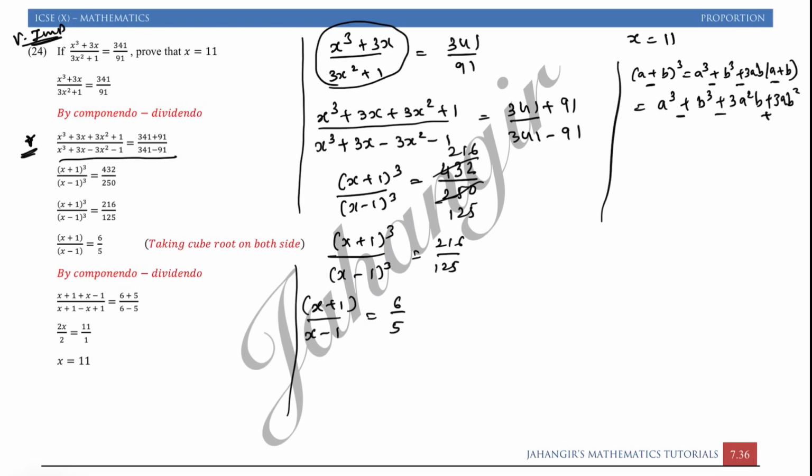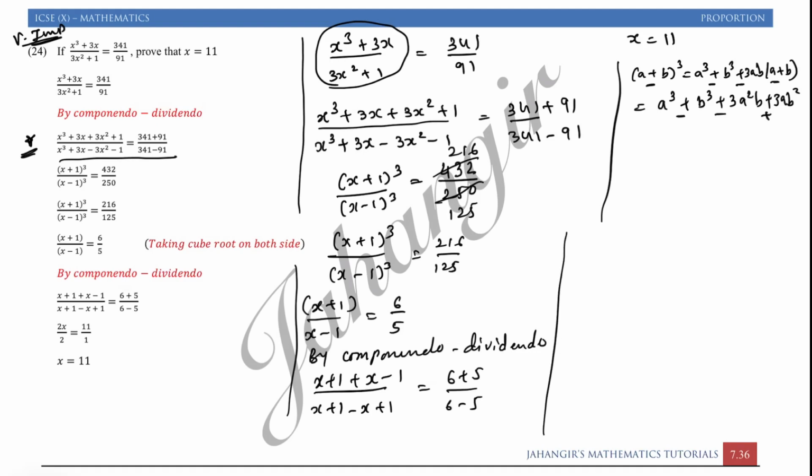Now you cannot cross multiply because the terms are the same in numerator and denominator. So we'll take componendo dividendo. (x plus 1 plus x minus 1) upon (x plus 1 minus x plus 1) is equal to (6 plus 5) upon (6 minus 5). Let me write it down here. 1 and 1 will get cancelled, x and x will get cancelled. It's 2x upon 2. 6 plus 5 is 11, 6 minus 5 is 1, 2 and 2 are cancelled, so x is equal to 11.